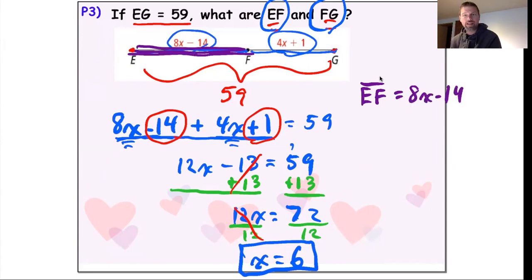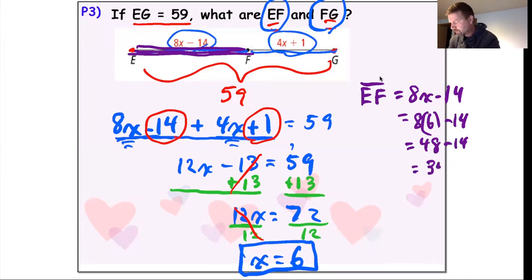But now that I know what x is, I can actually figure that out. X was 6. So instead of 8 times x, I've got 8 times 6 minus 14, which you could just plug into a calculator if you like. Or if you want to do it in your head, you can. 8 times 6 is 48 minus 14. 48 minus 14, that's 34. I do not mind if you use calculators, that's just fine.